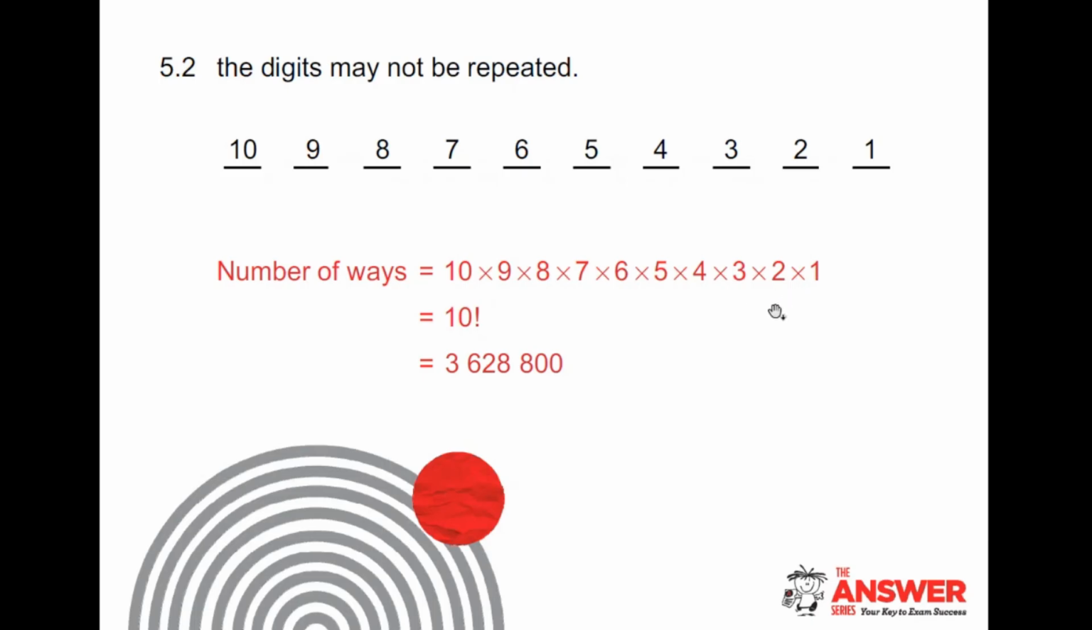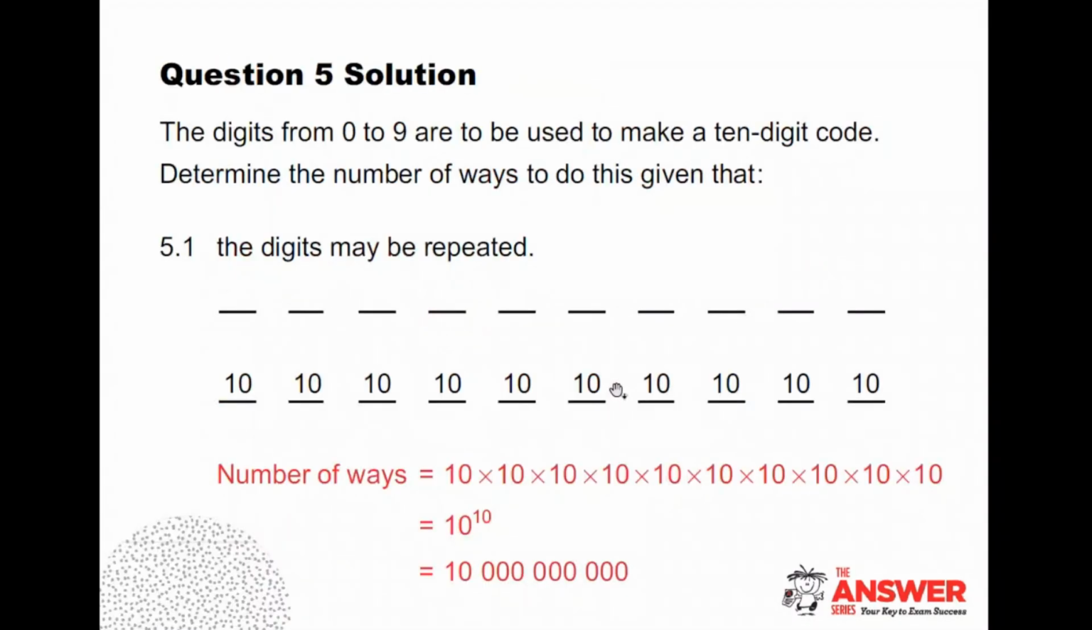And that we have a notation for. We call it 10 factorial. Use a calculator to work it out, and you get 3 million, etc., etc. Again, a very large number, but nowhere near as big as when the digits were repeated.